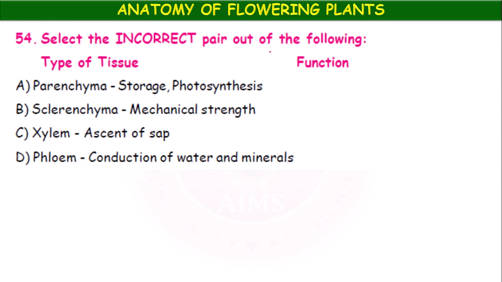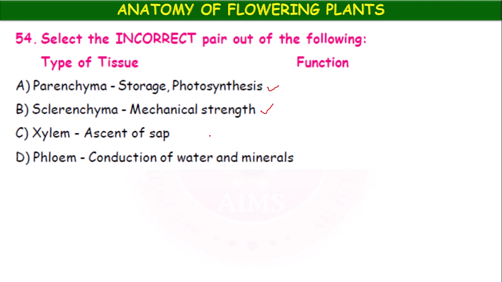Select the incorrect pair out of the following. Type of tissue and function is given. We have to select the wrong pair or incorrect pair. Parenchyma, storage, photosynthesis. Sclerenchyma, mechanical strength. Xylem, ascent of sap. Phloem, conduction of water and mineral salts. Which one? Parenchyma, storage and photosynthesis, it's right. Sclerenchyma, mechanical strength, it is also correct.